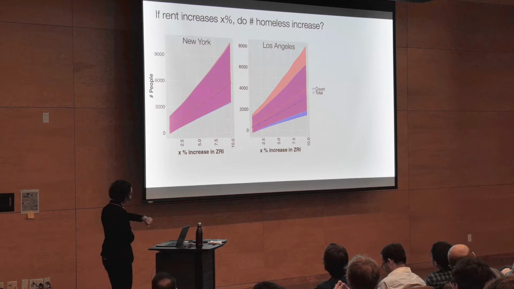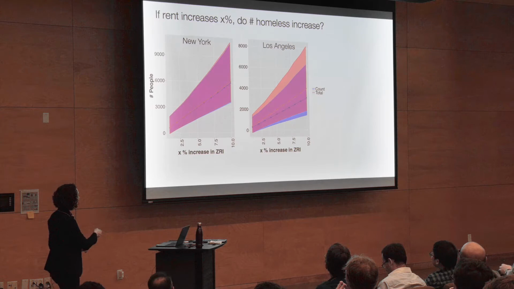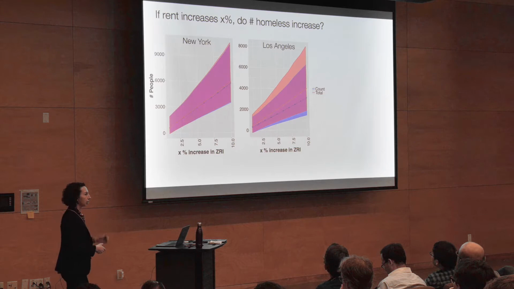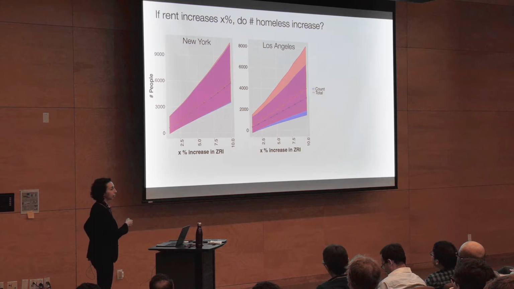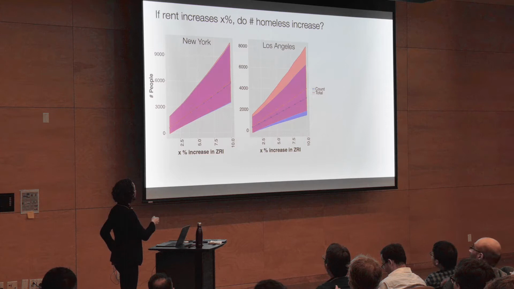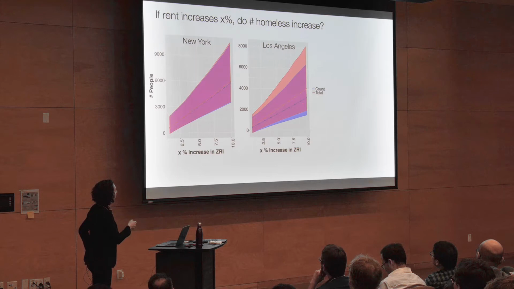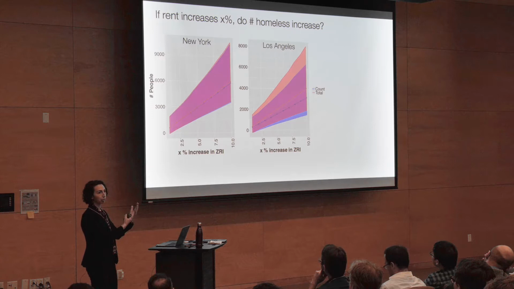Right. So as we look at the percent increase in what's called the Zillow rent index, think of that as an assessment of what rent levels are like in a metro, what do we expect the size of the homeless population to be? We're showing our posterior mean and 95% credible intervals. This is just for New York and just for LA, and we're showing these estimates both for what we expect the total population and the counted population to be.